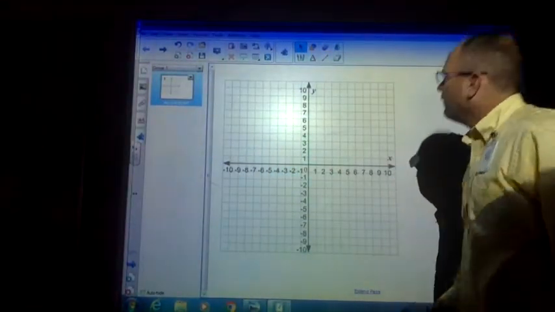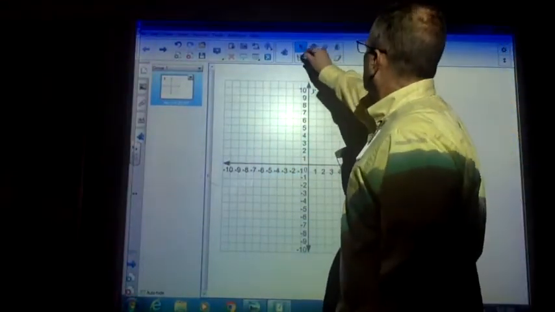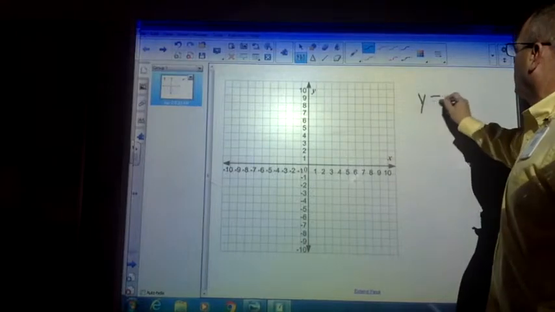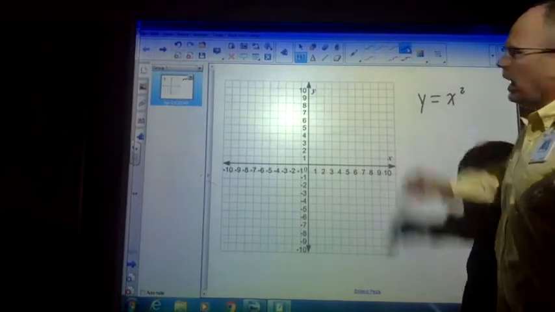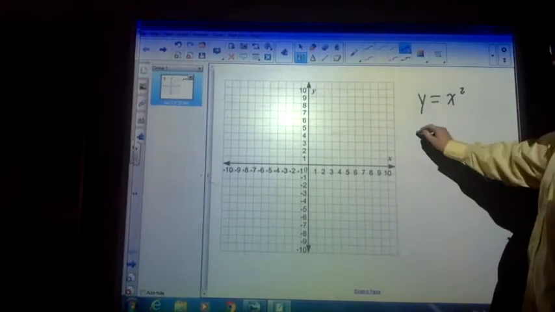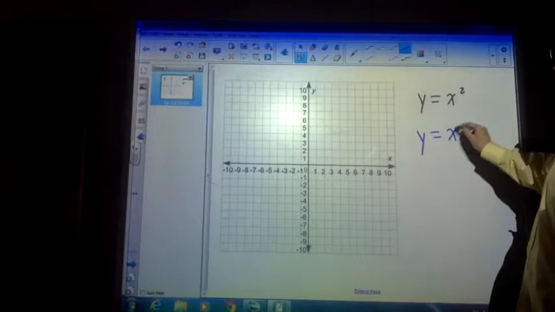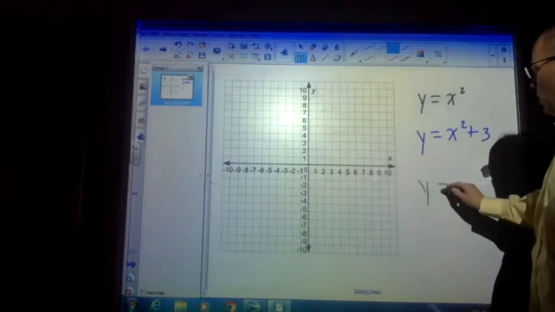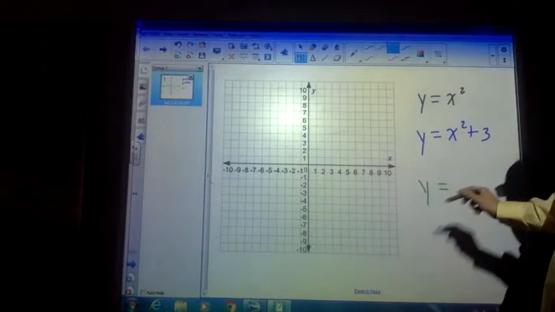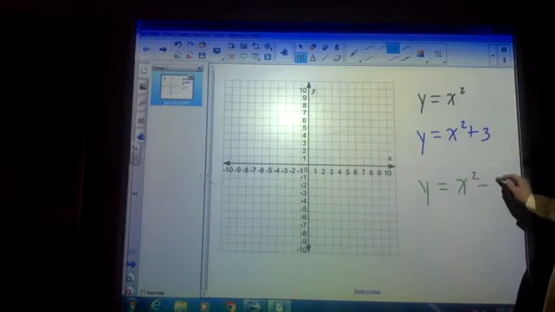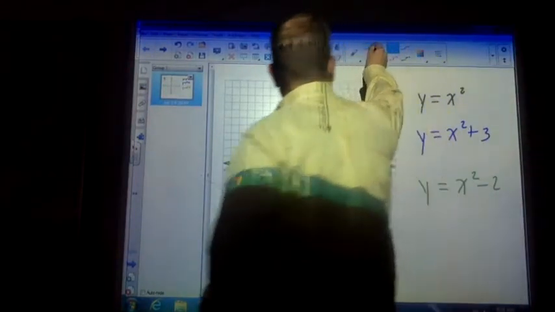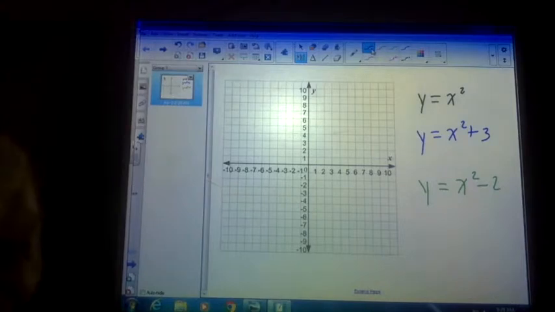All right, so we are looking on that first page. And I have on that first page, I have 3 graphs. I have y equals x squared. I also have y equals x squared plus 3. And then I also have y equals x squared minus 2. Everyone see that on your first page? On page 91? Okay, so let's take a look at what these graphs are going to look like.